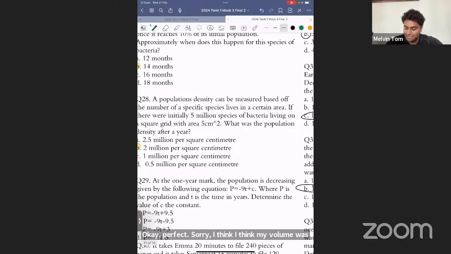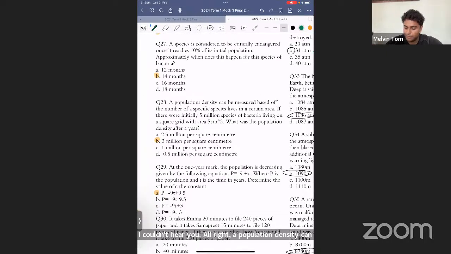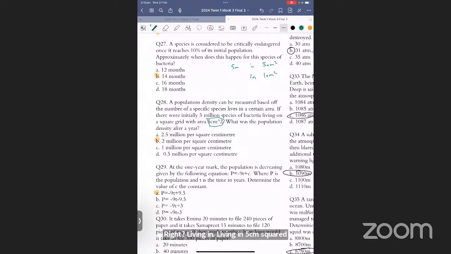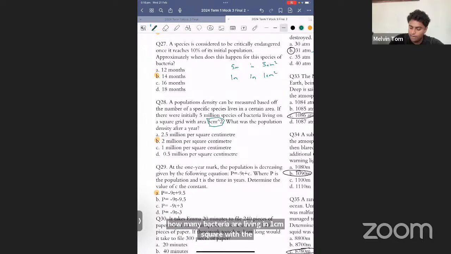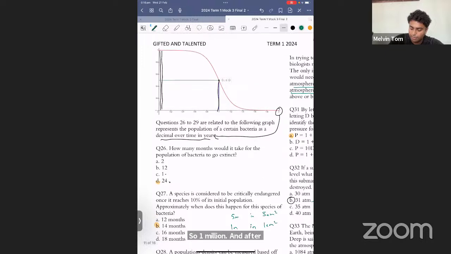All right. A population density can be measured based off the number of a specific species living in a certain area. If there were initially 5 million species of bacteria living on a square grid of 5 centimeters squared, what was the population density after 1 year? Okay. So Vidula, there are 2 ways you can do it, but the first one is if there's 5 million living in 5 centimeters squared, how many bacteria are living in 1 centimeter square, Vidula? 1 million. And after 1 year, what happens to the population?